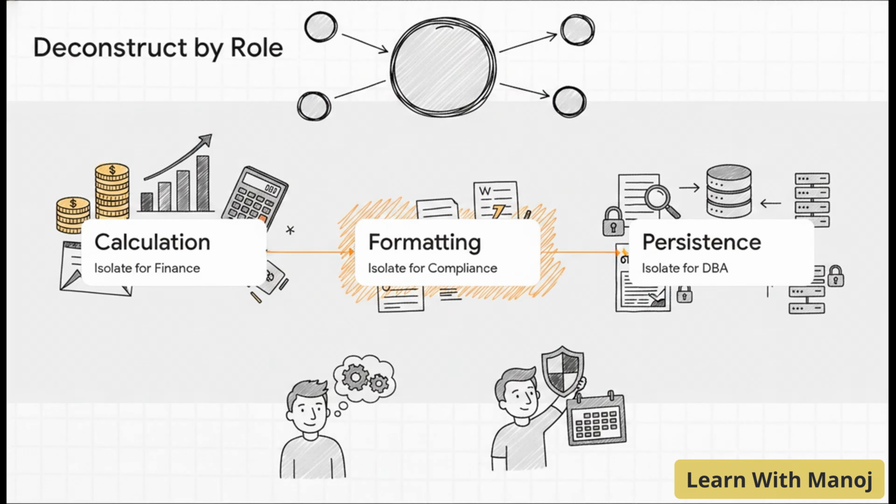So how do we actually build a proper solution here? We have to deconstruct the class based on who asks for the change, not just what the code computes. Step 1. We isolate the calculation logic into its very own class, specifically for the finance department. Step 2. We isolate the formatting logic into a separate class for the compliance department. And step 3, we separate the persistence logic for our DBAs. See what we're doing? We are organizing the code around the actual people who will request changes to it. That way, a sudden change in tax law doesn't accidentally break our database schema.